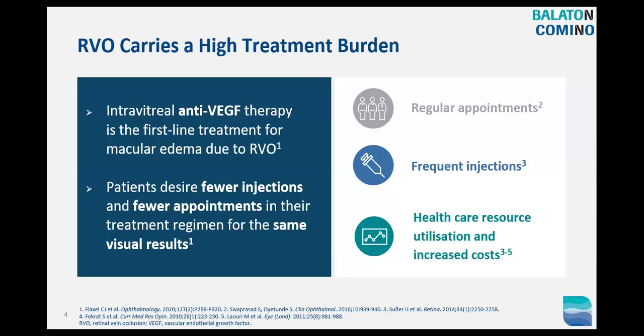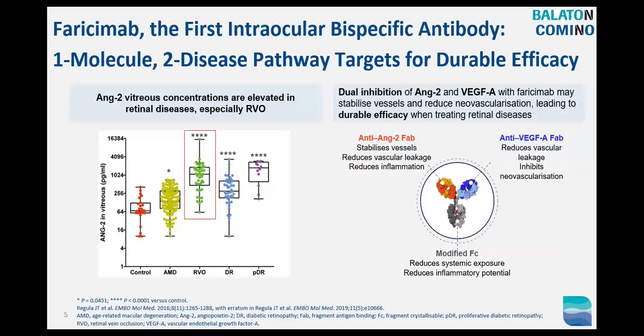And patients desire fewer injections. That's a fact. We all know how patients get anxious when we take them for the injections and all. And everybody wants few appointments. You want to do your own things out there. You want to go to the shamba. You want to do your own businesses, etc. So regular appointments is a problem. Frequent injections are a problem. And healthcare resource utilization. You have to prepare the theater. You need that equipment. You need those swabs. Everything has to be ready. You need the nurse to assist you in whatever you're doing. So all this creates the high treatment burden for treating RVO.